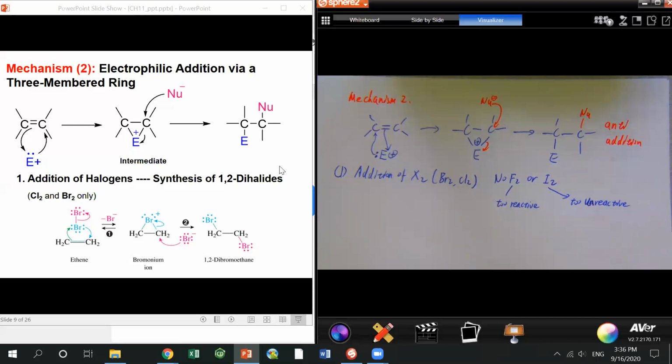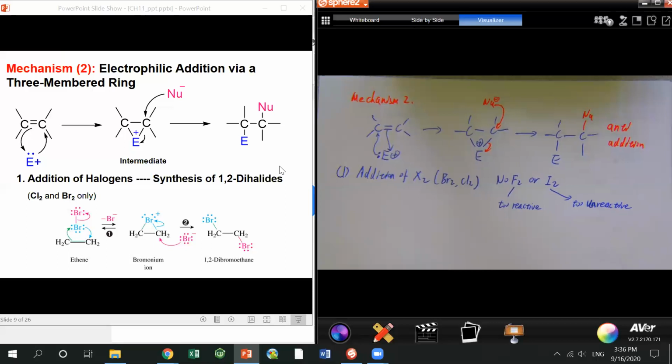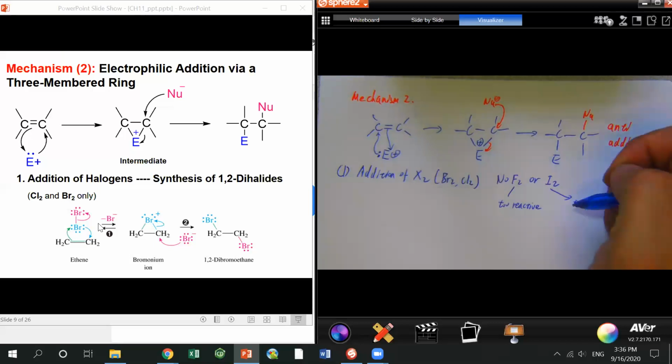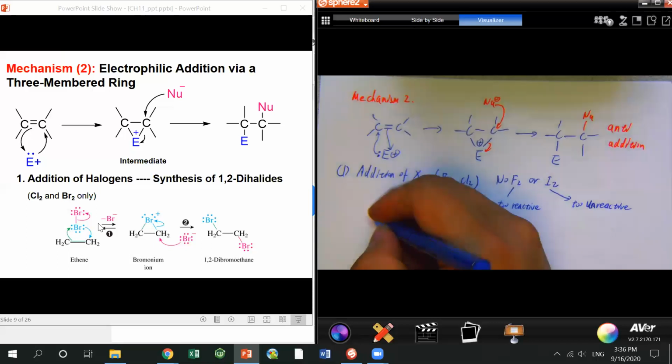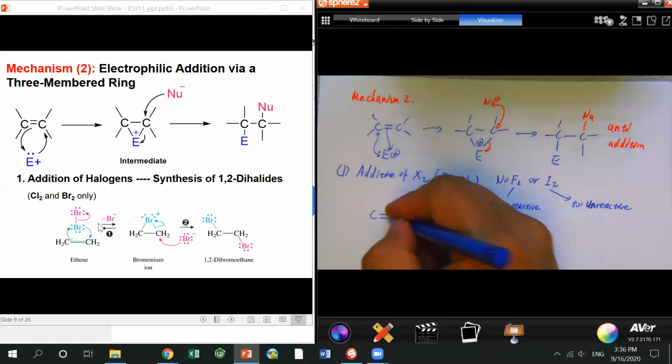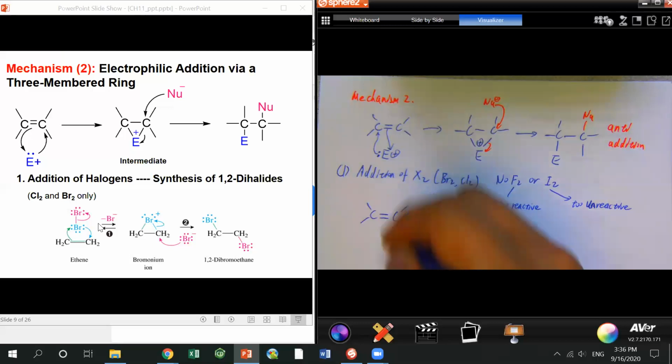And now we can study the addition of chlorine or bromine. The mechanism was actually already shown here, the addition of bromine. It's a little bit complicated, so I want to draw it here so you guys can have some idea what's going on. Right, so that's the pi bond, and then you have bromine. For this bromine case, we draw all the lone pairs on the bromine.